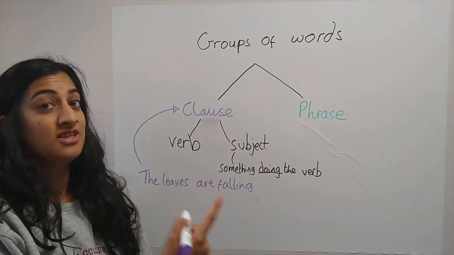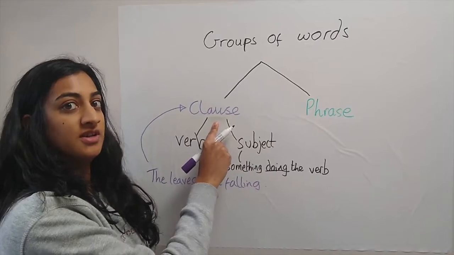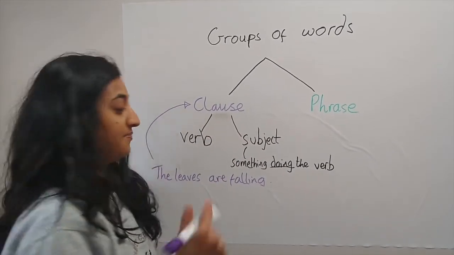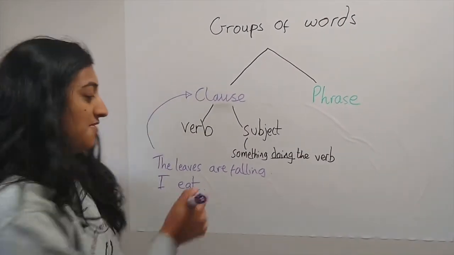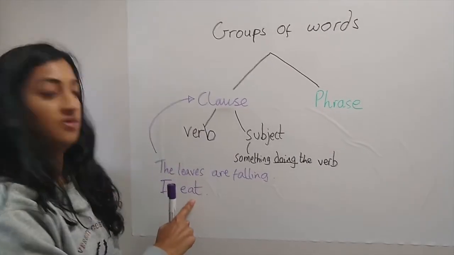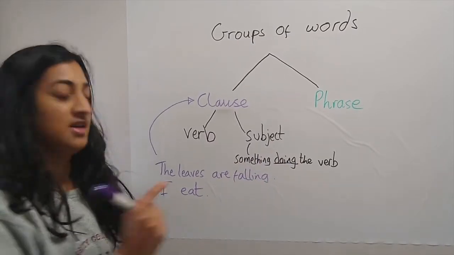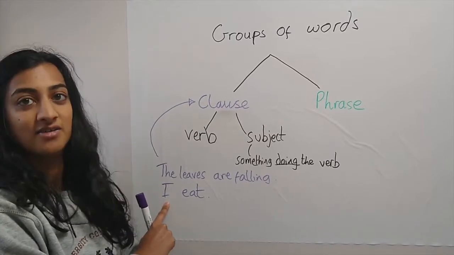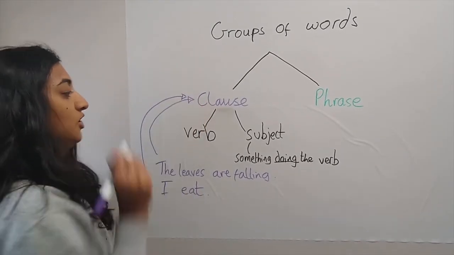Because a clause only needs a verb and a subject to be called a clause, some clauses only have two words in them. These are quite rare, but here's one example. I eat. In this collection of words, we have one word that is a verb, which is eat, and we have a subject. We have something doing the verb. In this collection of words, the thing doing the verb is I. I eat. So this is another example of a clause.